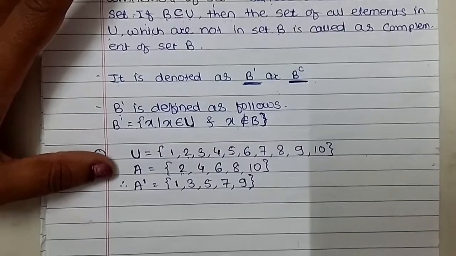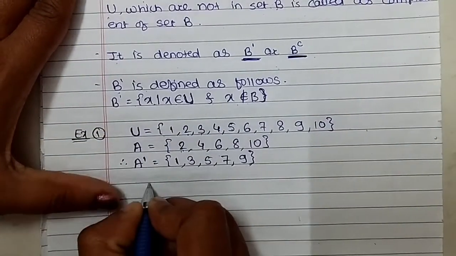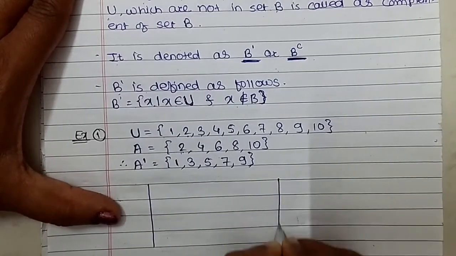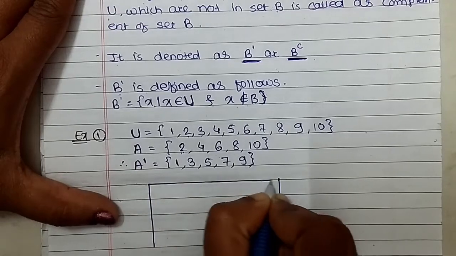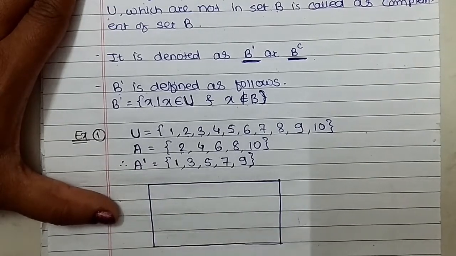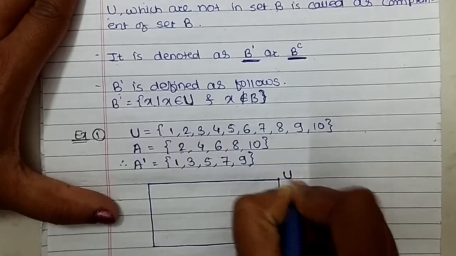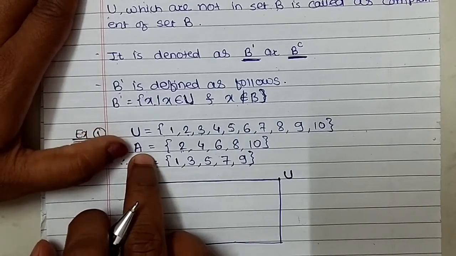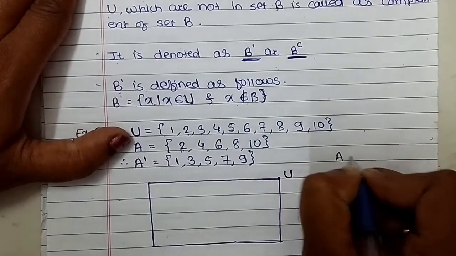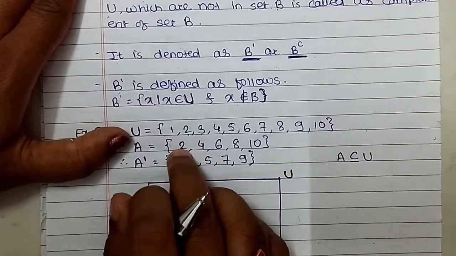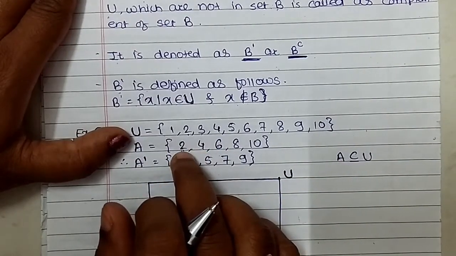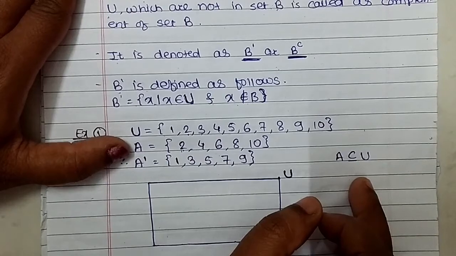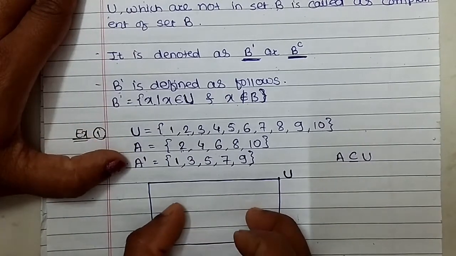We will draw one Venn diagram. How to represent the universal set in a Venn diagram? By drawing a rectangle. The rectangle represents the Venn diagram of the universal set. Then A is a subset of U. Yes, it is correct. A is a subset of U because some elements of the universal set are also present in set A. So write down the subset first here.